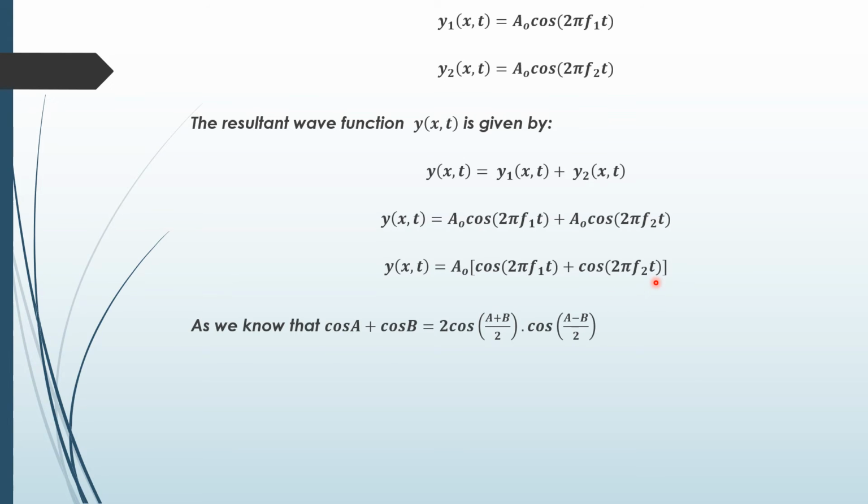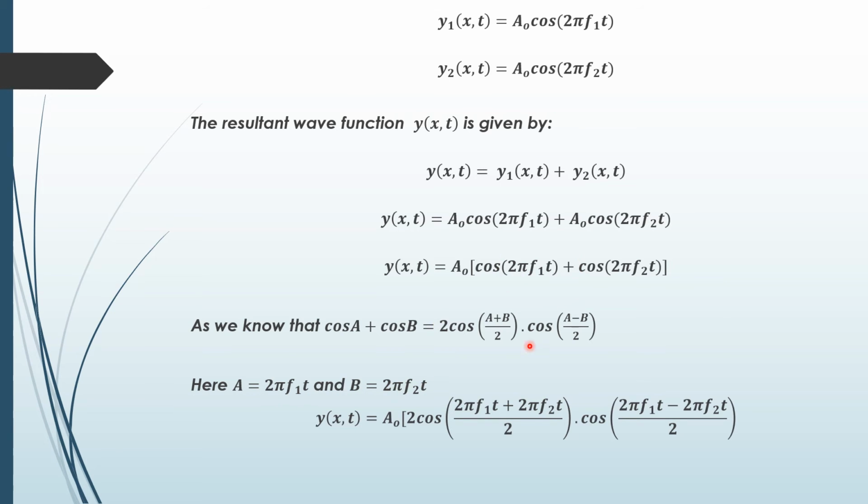So this is similar to a trigonometric formula, cos A plus cos B, which is equal to 2 cos (A plus B)/2 into cos (A minus B)/2. So here A is equal to 2 pi f1 t and B is equal to 2 pi f2 t. Expand this using this formula, y(x,t) is equals to a naught times 2 cos (2 pi f1 t plus 2 pi f2 t)/2 into cos (2 pi f1 t minus 2 pi f2 t)/2, or y(x,t) is equals to 2 a naught cos, taking 2 pi t common, 2 pi t (f1 plus f2)/2 into cos 2 pi t (f1 minus f2)/2.